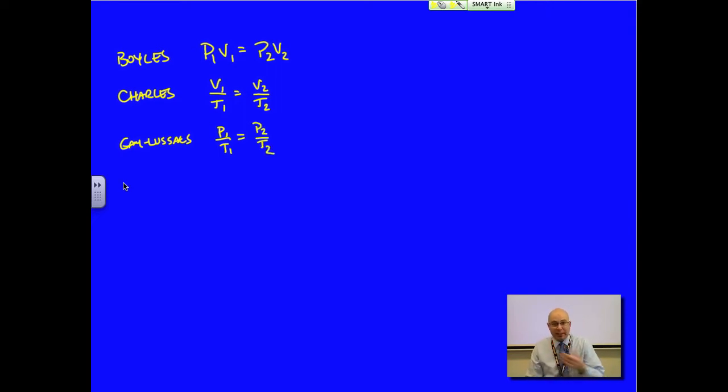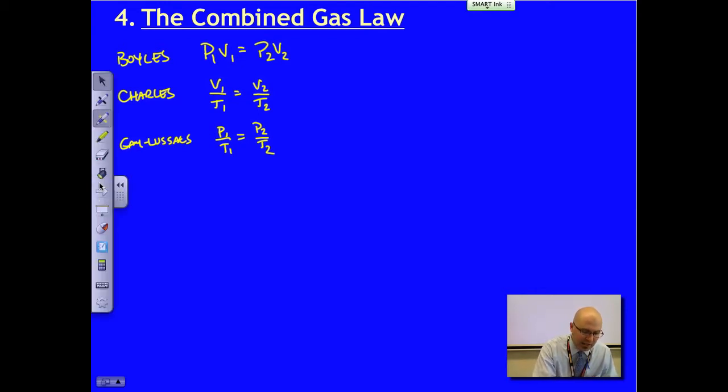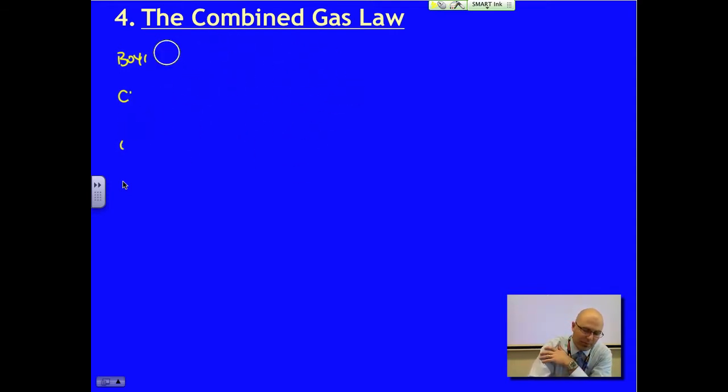Now you're probably noticing that there's some similarities and that we might be able to combine these. And so we certainly can do that. The combined gas law is taking these three laws and making one. As you can see, the pressure and volume are both on the top, in the numerator, whereas temperature is in the denominator. So the combined gas law is pretty straightforward.